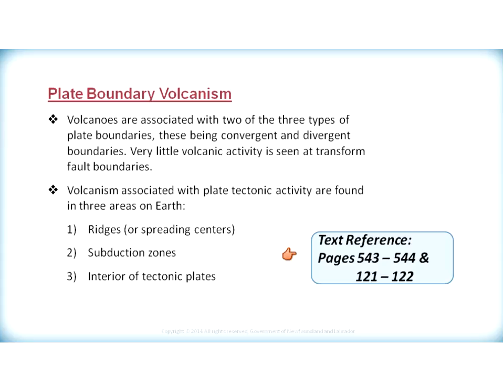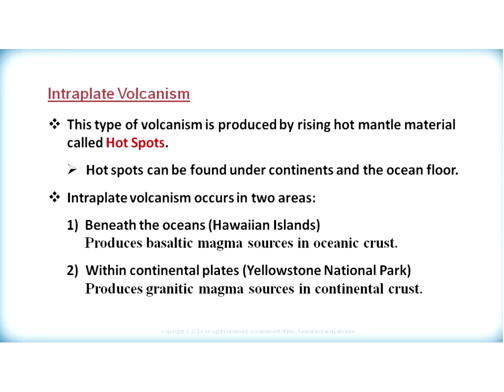Text references for this topic can be found on pages 543 to 544 and also 121, 122. When we look at intraplate volcanism, this type of volcanism is produced by rising hot mantle material called hotspots. Hotspots can be found under continents and also under the ocean floor. When hotspots or magma sources are found within tectonic plates, it is called intraplate volcanism.